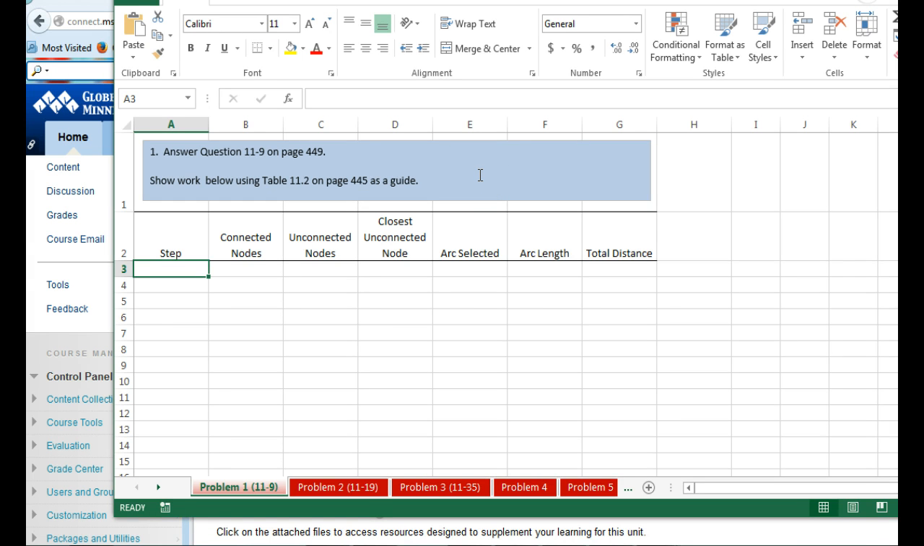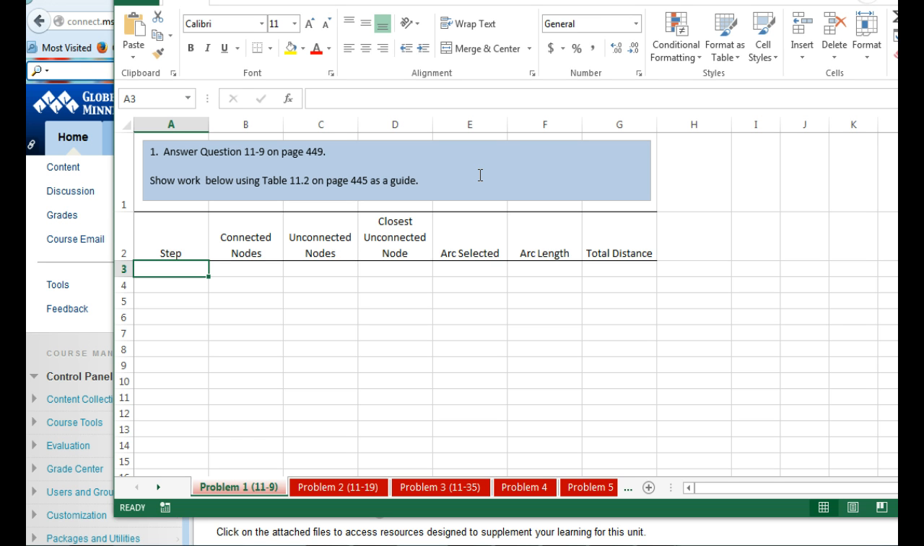Now, it tells you to look at table 11.2 on page 445 as your guide. So if you go to page 445, you're going to see a problem that is a minimal spanning tree problem, the same as the problem you're trying to work on page 449. So on page 449, you're going to work that problem for your assignment.